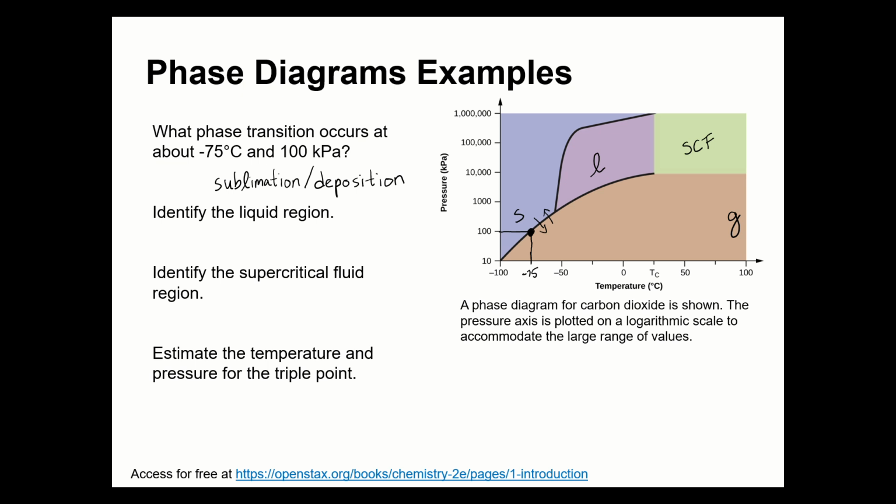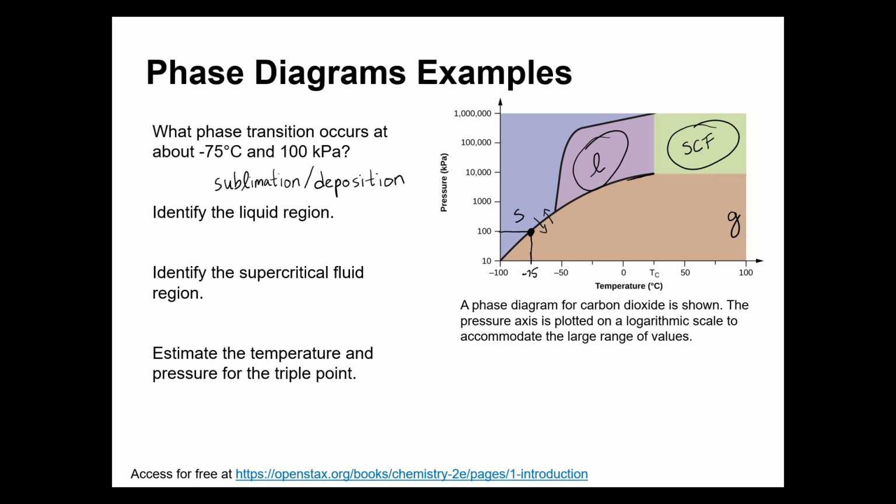Now, identify the liquid region. We've done that. Remember, that's going to be this purple region here, because at very low temperatures, you should have a solid, and at very high temperatures, you should have your gas. And so that liquid is going to be somewhere in between. And then identify the supercritical fluid region. Again, that is going to be the region where we stop seeing the distinguishing lines, the phase transitions. And so the supercritical fluid will be the green.